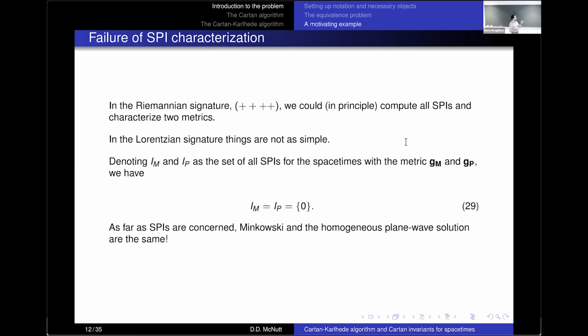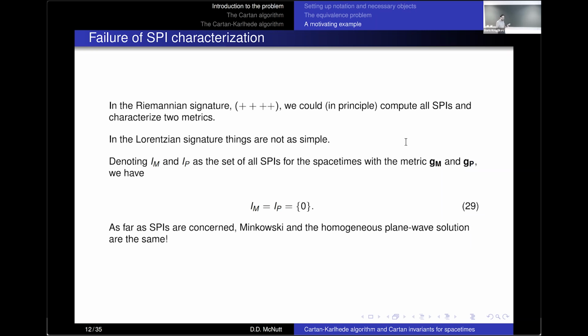If I denote I subscript m and I subscript p as the set of all SBIs for the spacetimes with the Minkowski metric and the plane wave metric, this is one of the rare cases where I can write down the full infinite set. It's just 0. There's only one element, and that's 0. Minkowski space is flat. We would say that there's no gravity there because there's no curvature.